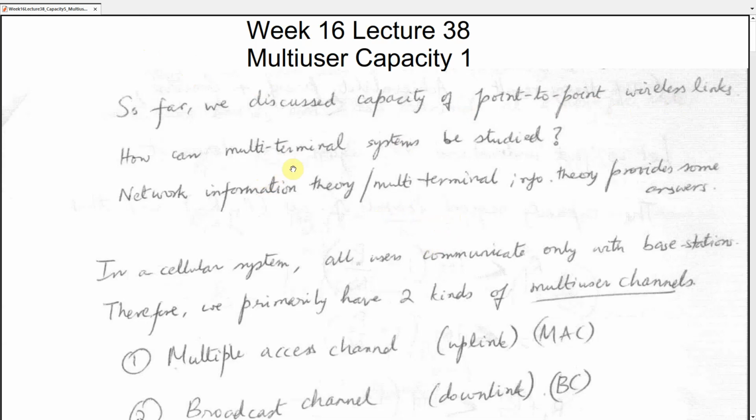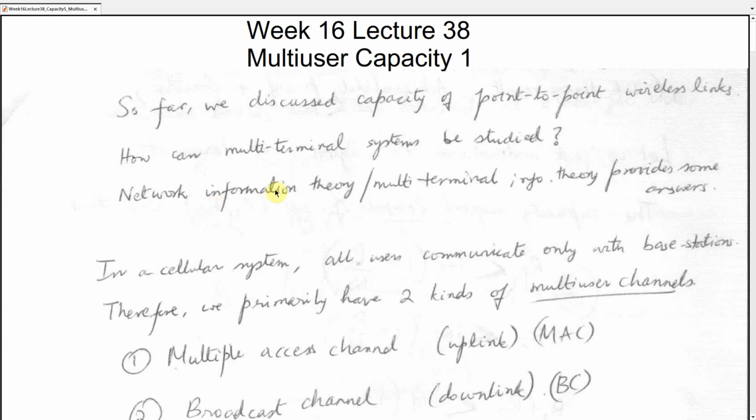So the question is, in a wireless communication system, and especially cellular communications, we don't have only a single user and a single base station. We may have a single base station and multiple users. So we need to find out the overall capacity of the system in which we have multiple users. This system is called a multi-terminal system. So we need to study the capacity or the performance in a multi-terminal system.